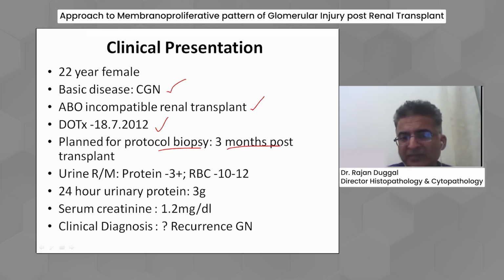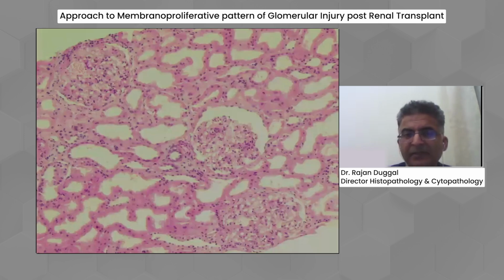At 3 months post transplant, the urine protein was 3 plus and RBCs were 10 to 12. The 24-hour urine protein was 3 grams. Serum creatinine was fine, 1.2. So the possibility of recurrent GN was considered. Now look at this morphology. You can see these glomeruli which are there. There is hardly any interstitial inflammation.